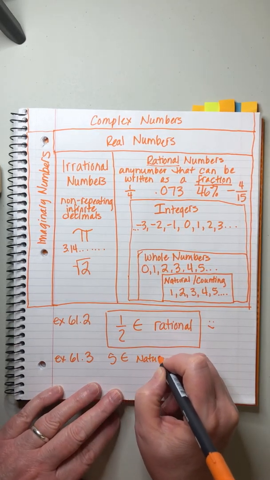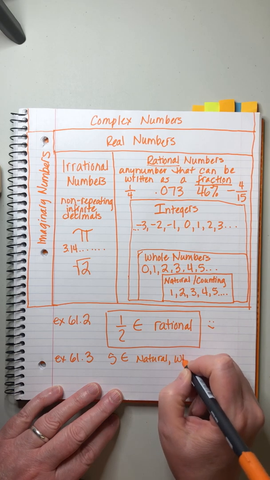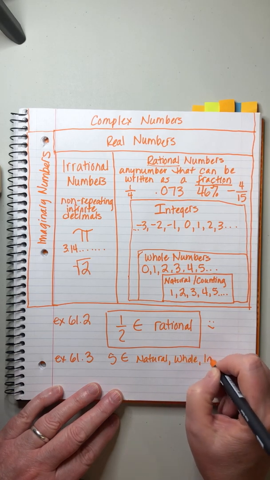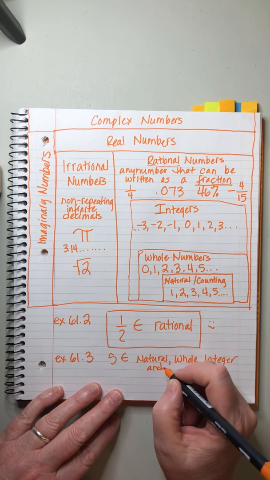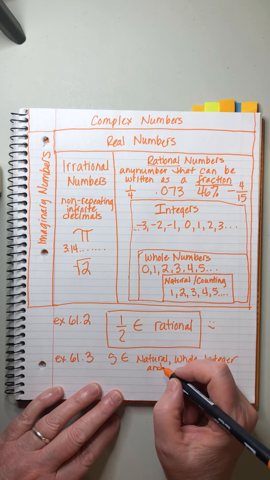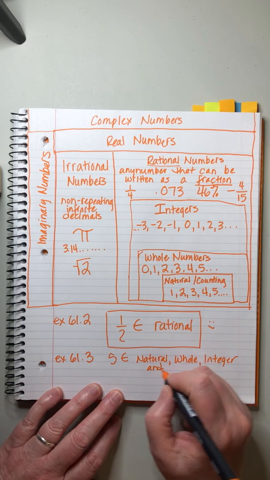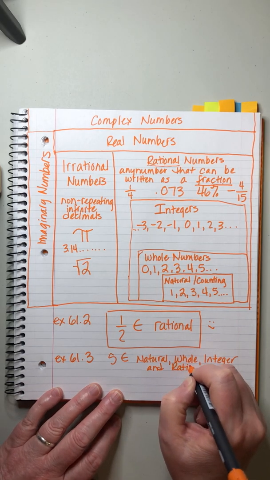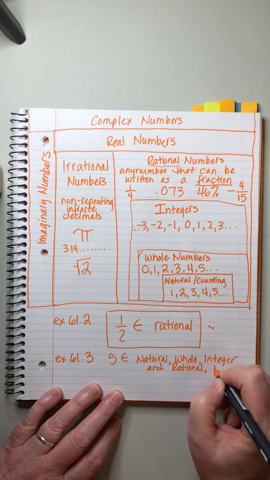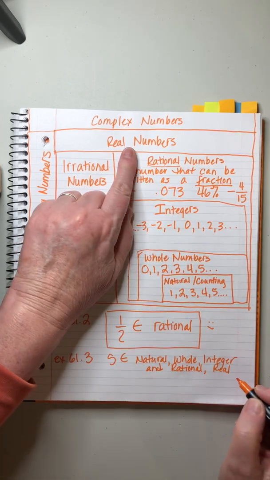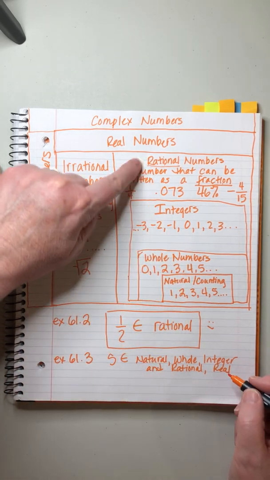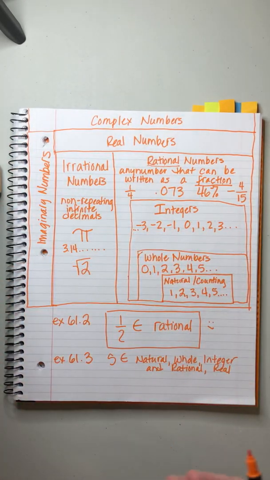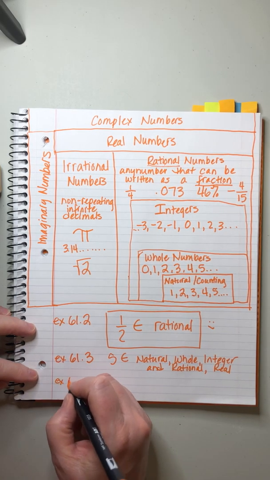Natural. You can write natural or counting. Whole, integer, and rational. And John throws in the whole category too. He calls it a real number. Okay, cool. We can throw that in, right? So boom, boom, boom, boom, boom. They all fit inside of each other like those little plastic cups that stack together so nicely. I always like those cups.